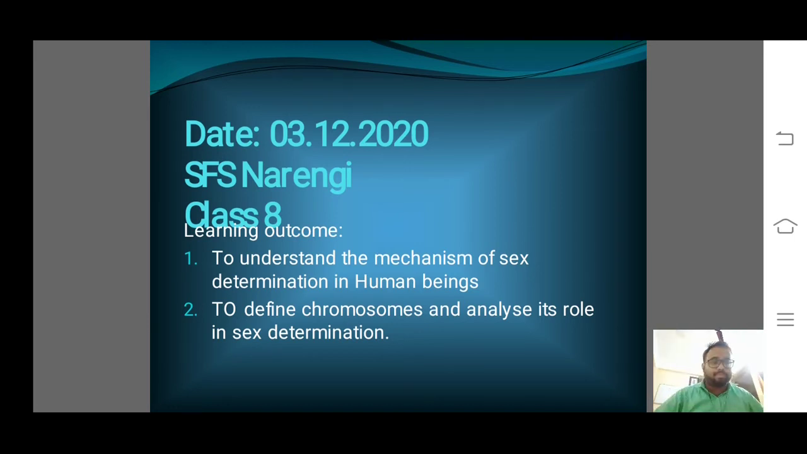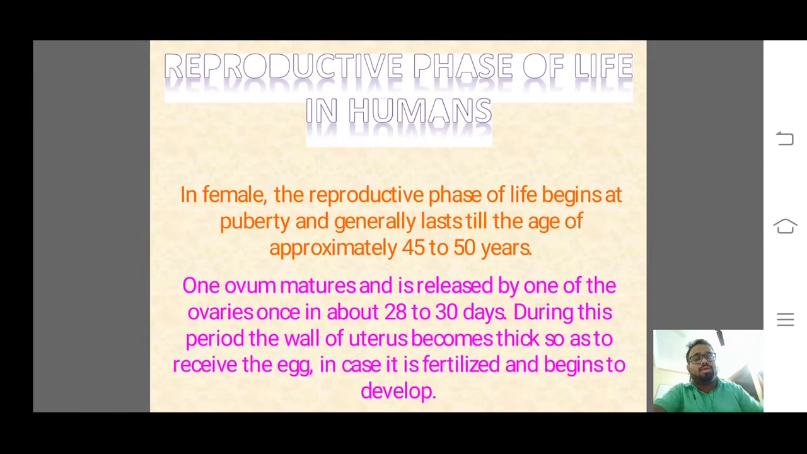But before we start, let us have a recap of whatever we have learned in the last class. In the last class, we went through the reproductive phase of life in humans. What is the reproductive phase of life in humans? In females, it begins at puberty and lasts till the age of approximately 45 to 50 years. And as I already told in the last class, an ovum or an egg matures and is released after every 28 days.